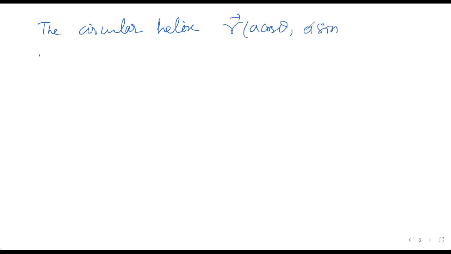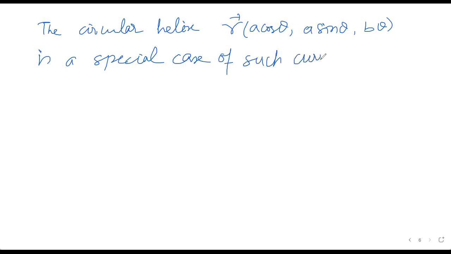So actually you are right. Circular cylinder is a special case, you can say. The circular helix, जो हम बेसिकली लेते हैं हेलिक्स, r equal to a cos θ, a sin θ, and bθ, ये सर्कुलर हेलिक्स की इक्वेशन होती है. सर्कुलर हेलिक्स इज अ स्पेशल केस ऑफ सच कर्व्स. और भी ऐसे कर्व्स हो सकते हैं, बट हमारे पास जो सिंपल एग्जांपल है, एक स्ट्रेट लाइन है जो कि ट्रिवियल है और एक सर्कुलर हेलिक्स है.